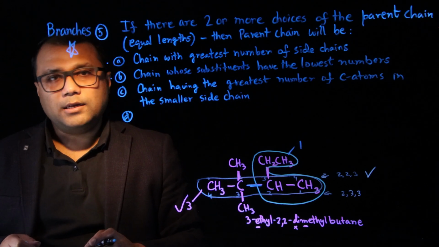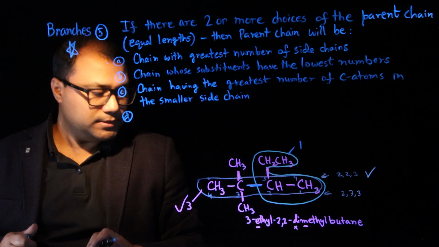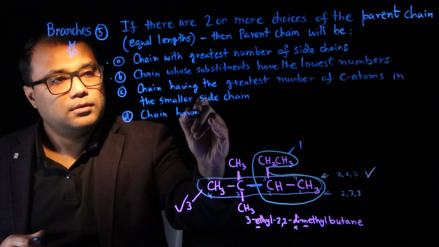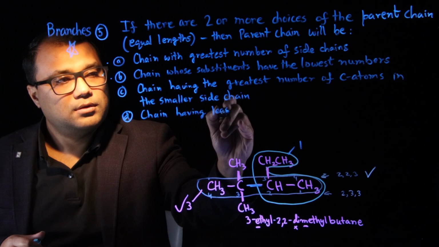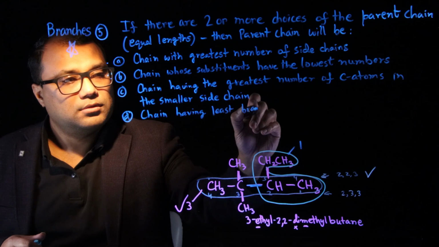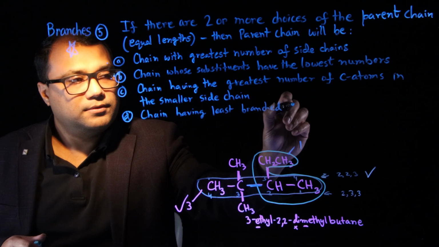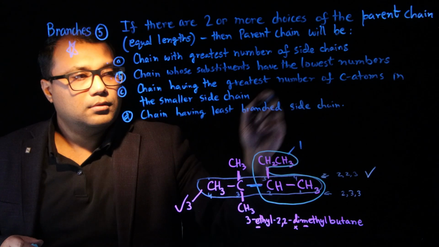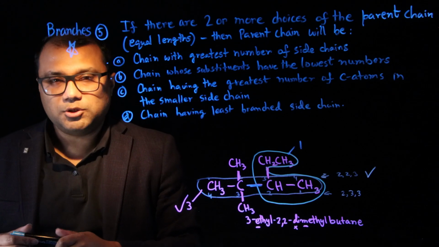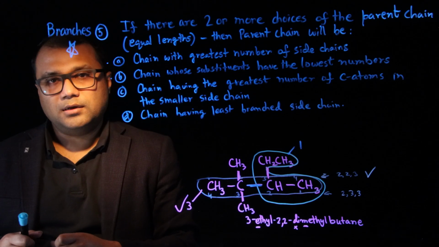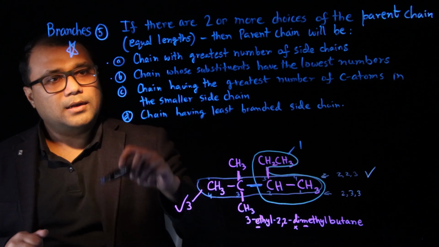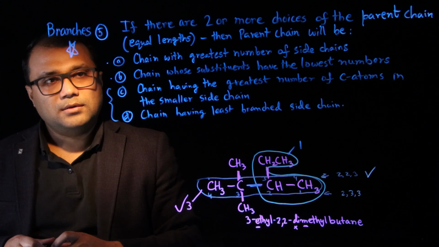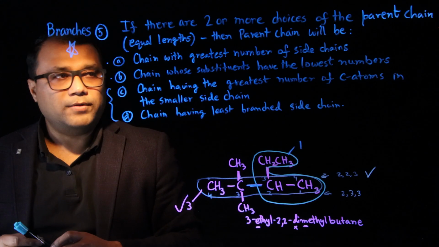Then the final way to determine the correct parent chain is chain having least branched side chain. Okay, this might get a little bit too much for an introductory lesson like this, but I will make a note and provide you some examples of C and D and maybe also B and see when to apply these.